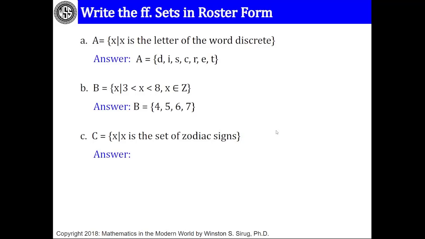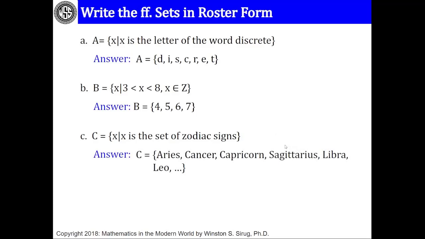Anyone? Google na ninyo kung ano yung mga zodiac signs. Okay, Pia? C is equals to the set of Sagittarius, Aquarius, Capricorn, Aries, Libra, Virgo, Scorpio, Taurus, Pisces, Gemini, and Leo. Okay, so C is equals to different zodiac signs.